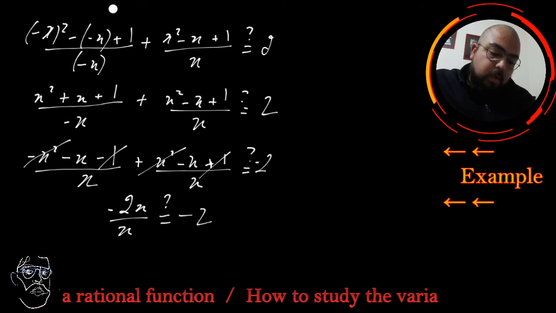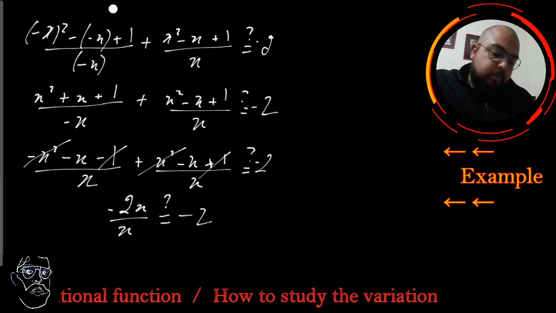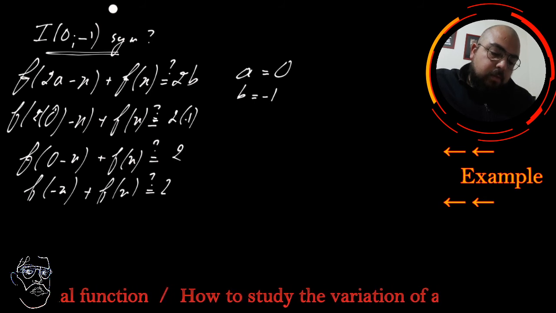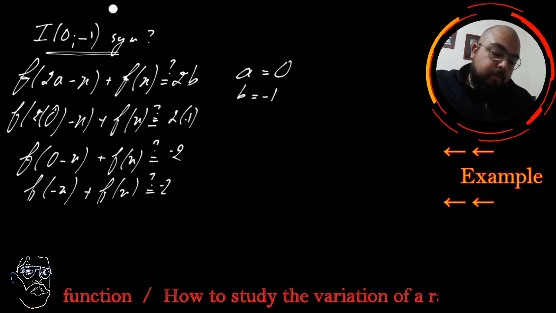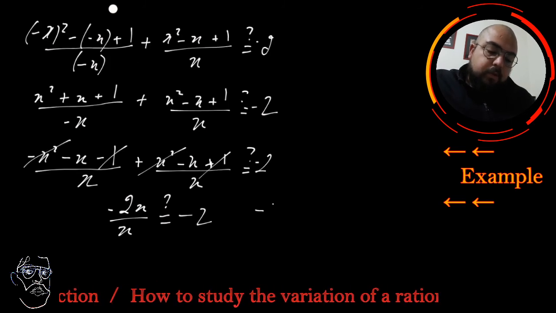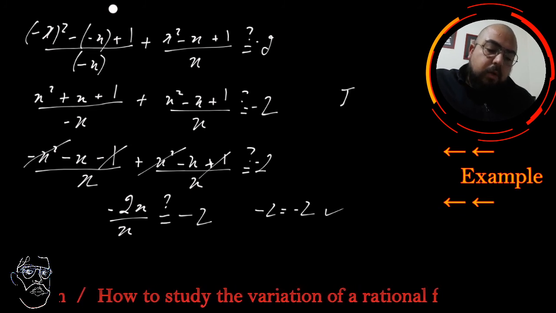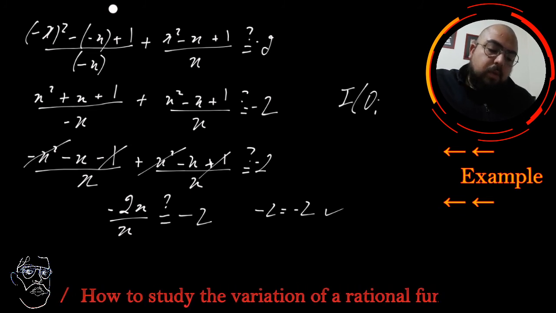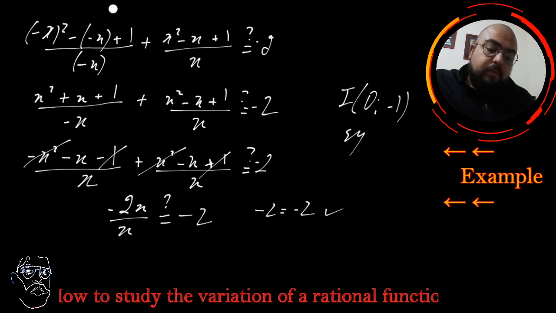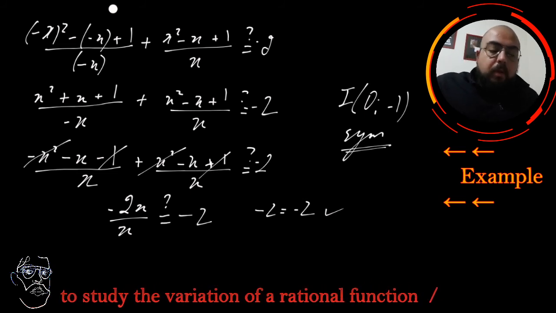In this case it will be minus 2 equals minus 2. Since we have the ordinate of b is minus 1, well, minus 1 times 2 is minus 2. So yes, I can say that minus 2 equals minus 2 is verified. So I, which has the coordinates 0, minus 1, is a center of symmetry. Okay.